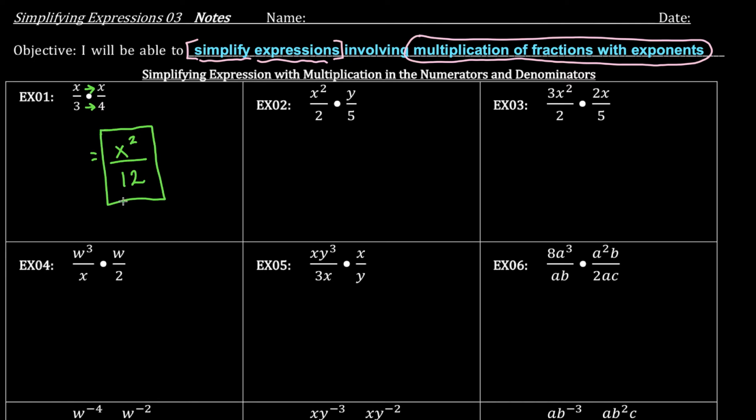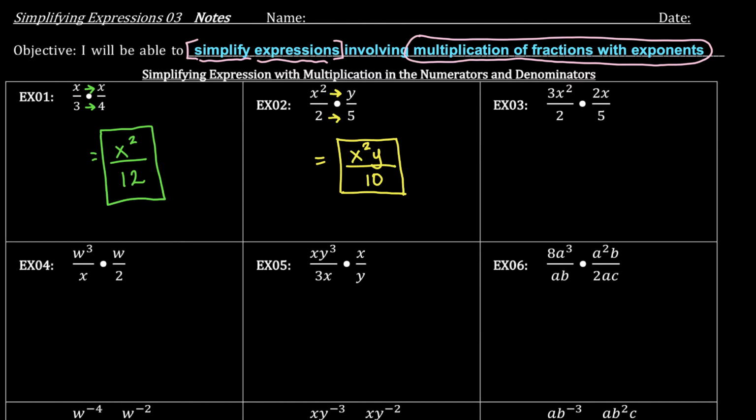We are done. Cool. So in this one, x squared times y. X squared times y, and then 2 times 5. So x squared times y. We can't multiply these two or simplify any further. So we just write x squared y over 2 times 5, which is 10. All right.